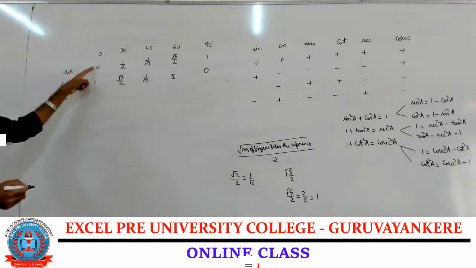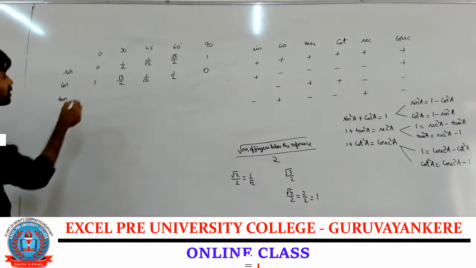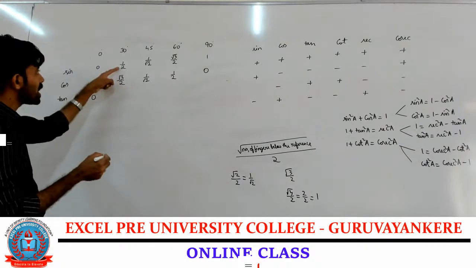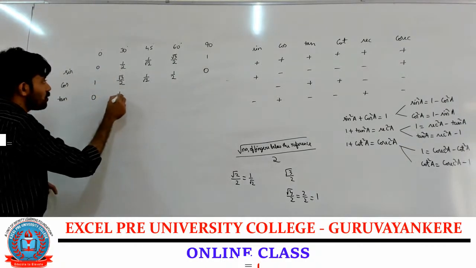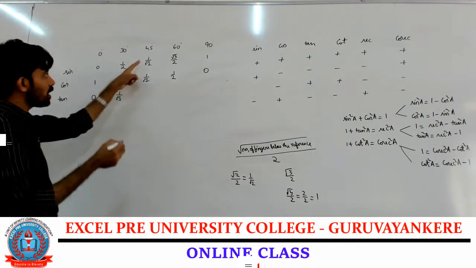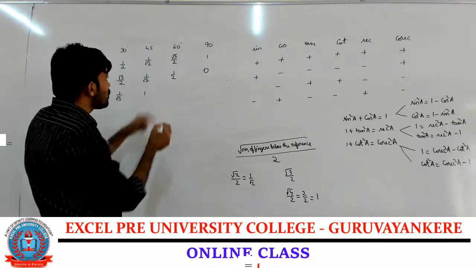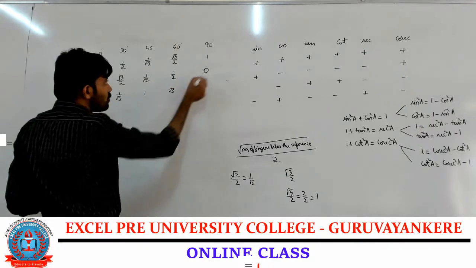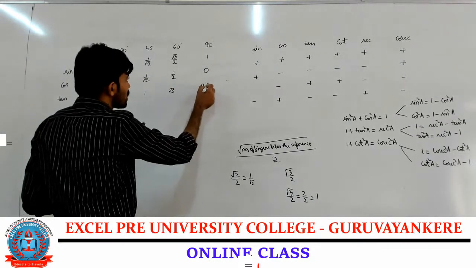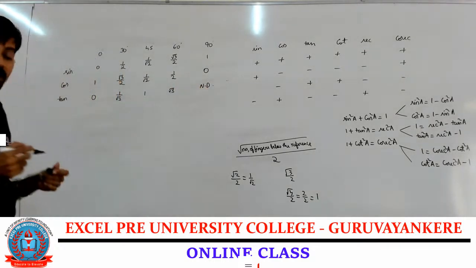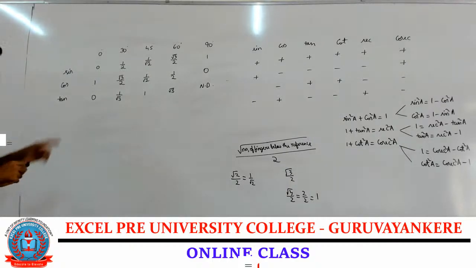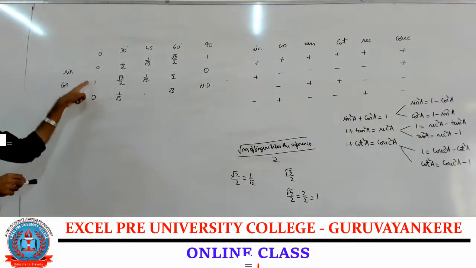And tan is sine by cos. 0 by 1 is 0. 1 by 2 divided by root 3 by 2 is 1 by root 3. 1 by root 2 divided by 1 by root 2 is 1. Root 3 by 2 divided by 1 by 2 is root 3. 1 by 0 is not defined. Correct? So tan is got by sine by cos.